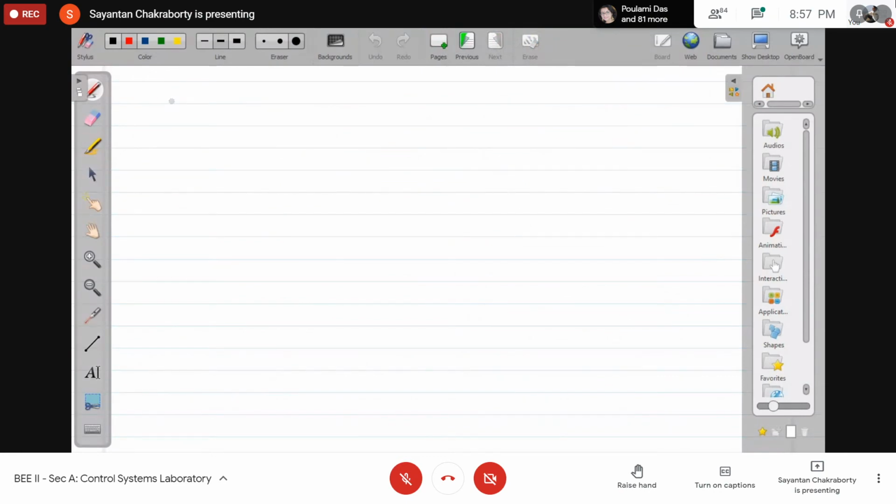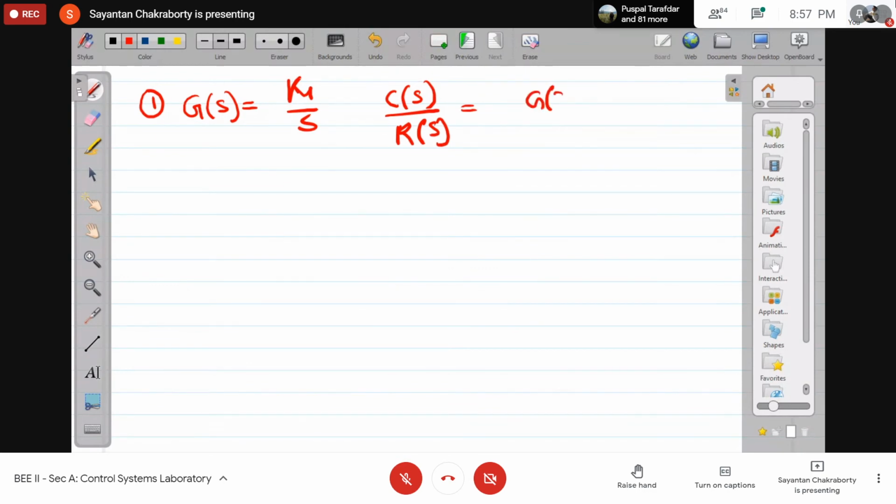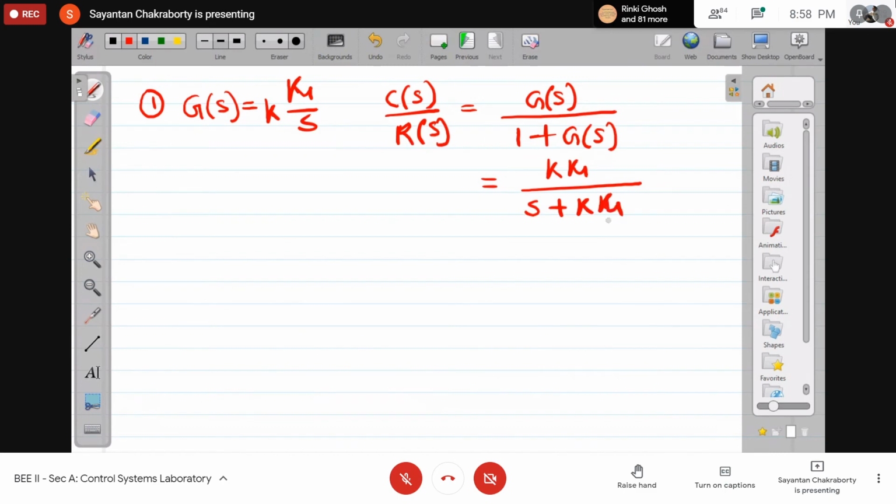So case 1, your G(s) is equal to K1 by S. So your C(s) by R(s) is G(s) by 1 plus G(s). Just tell me what this value will be. And this obviously has a K over here. So it will be K K1 by S plus K K1. What we will do is change the value of gain K. So what will happen?